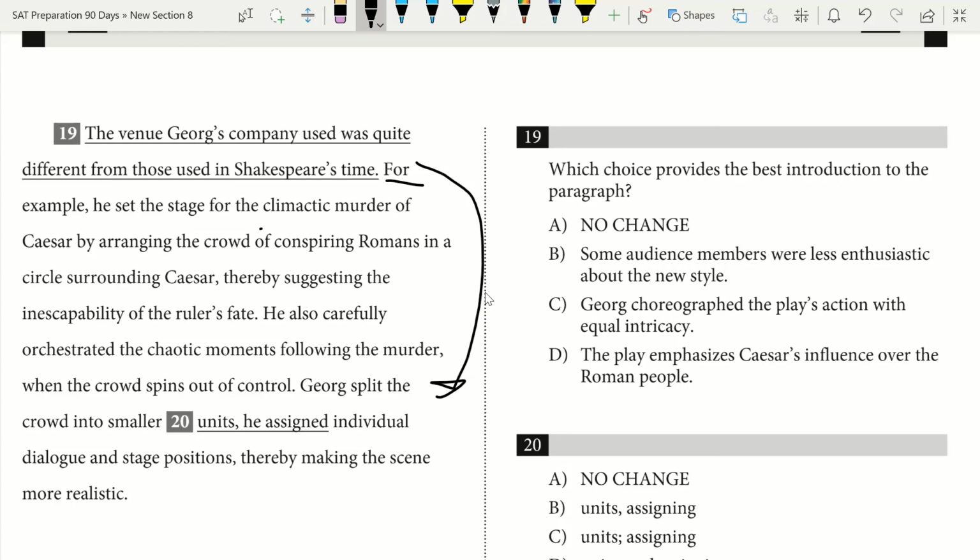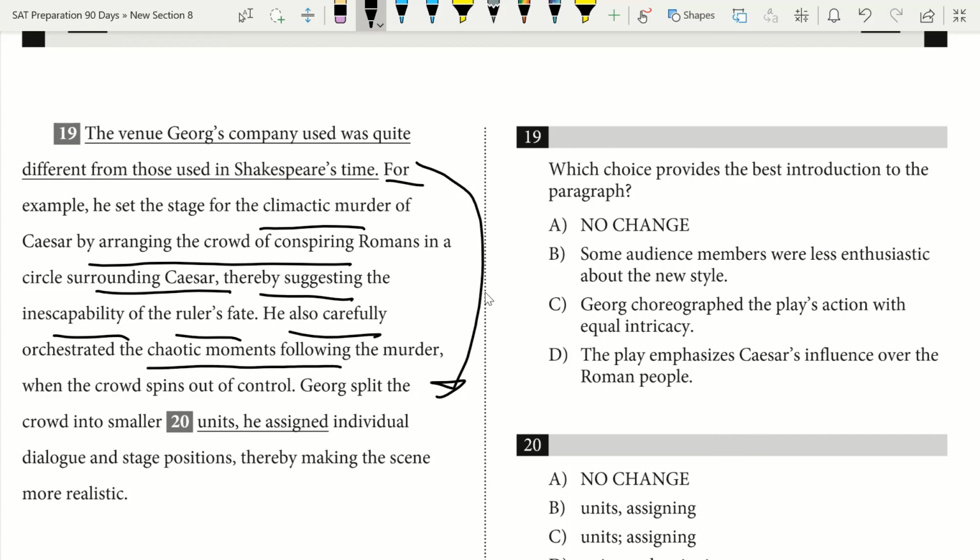So for example, "He set the stage for the climactic murder of Caesar by arranging the crowd of conspiring Romans in a circle surrounding Caesar, thereby suggesting the inescapability of the ruler's fate. He also carefully orchestrated the chaotic moments following the murder when the crowd spins out of control. George split the crowd into smaller units." Okay, that's going to be a comma and then "assigning."